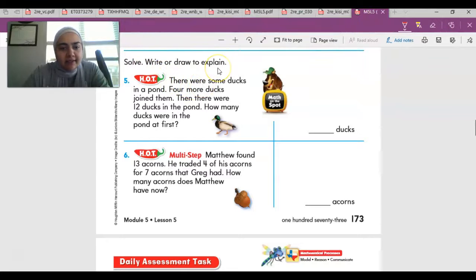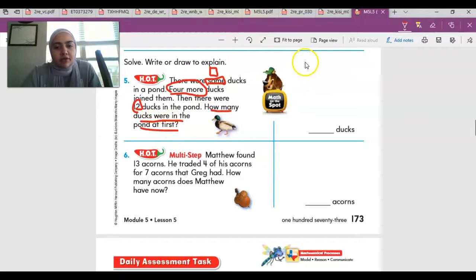There were some ducks in a pond. How many? Some. Do we know how many some is? No, we just know that some means empty box. So there were some ducks in a pond. 4 more ducks joined them. Then there were 12 ducks in the pond. How many ducks were in the pond at first?